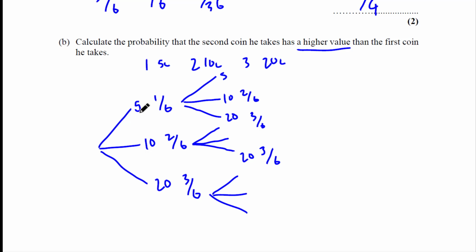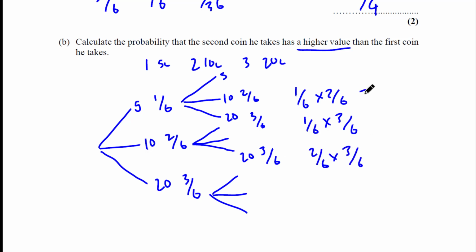So we follow the 5 and the 10, which is 1 over 6 times 2 over 6. And we've got the 5 and the 20, so that's 1 over 6 times 3 over 6. And we've got the 10, then the 20, which is 2 over 6 times 3 over 6. So that's going to be 2 over 36, 3 out of 36, and 6 out of 36. And we just add all those together.